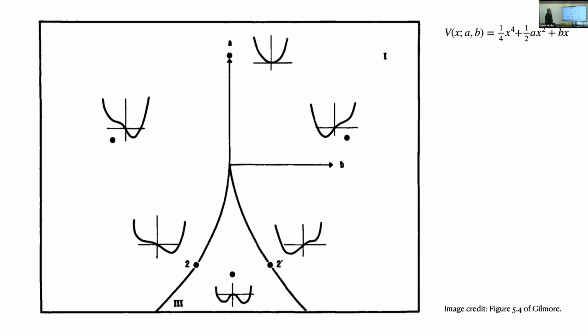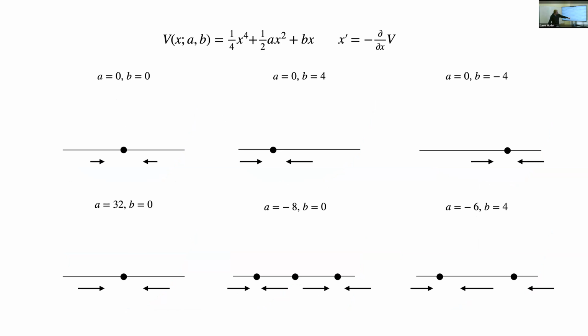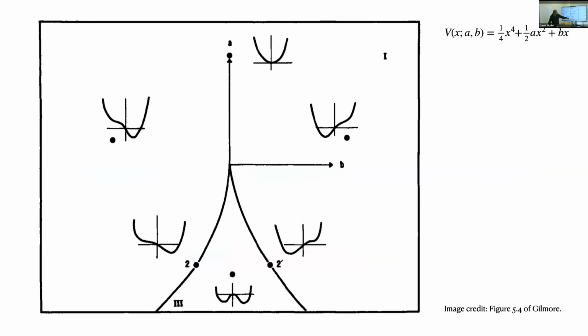Okay, here's a slightly more sophisticated way of organizing all those graphs. Same potential. The x-axis here is B, and the y-axis is A. Now let's fit the pictures we were drawing into this diagram. So I hope I don't make you dizzy by flipping backwards and forwards, but this one here, A equals -8, B equals 0. That's down here, right?